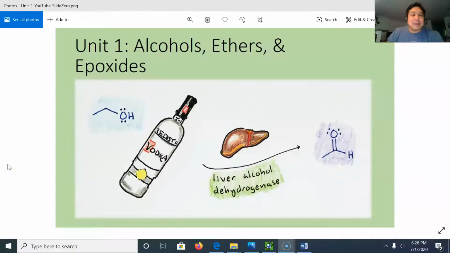Hello, welcome back. We will continue our discussion of Unit 1, alcohols, ethers, and epoxides.